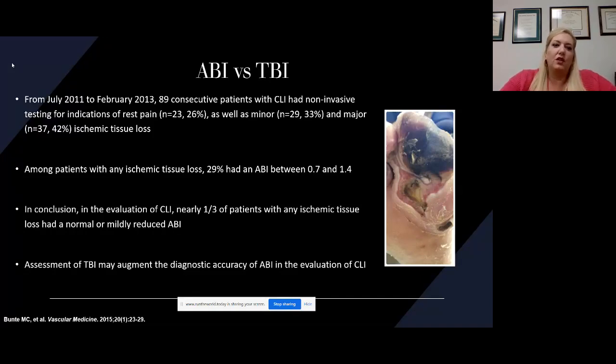So in conclusion, the authors felt that in CLI, nearly one third of the patients with severe symptoms of critical limb ischemia had a normal or only slightly reduced ABI. So that TBI is a better assessment for our patients, even in light of critical limb ischemia. So keep that in mind.